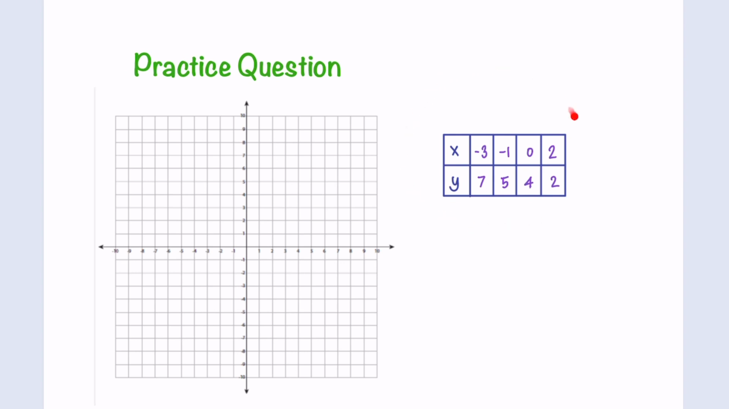Here we have a table of values. From this table of values, we will plot points on this graph. We see that there are 4 numbers for the x and 4 numbers for the y. So it means that there will be 4 pairs. So we will have 4 ordered pairs, and it means that we will plot 4 points.